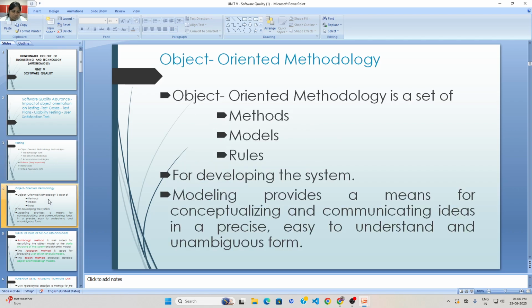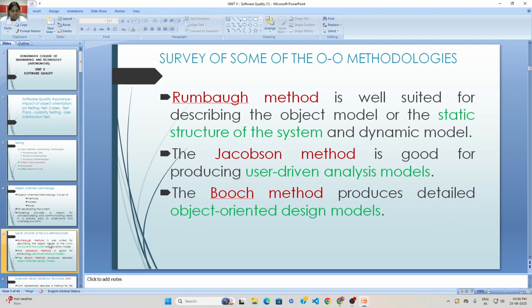First, we will discuss object-oriented methodologies. In this, we have a set of methods, models, and rules for developing the system. It provides conceptualizing and communicating ideas in a precise manner. It is used to understand what the software is going to look like. The first methodology is the Rambach methodology.